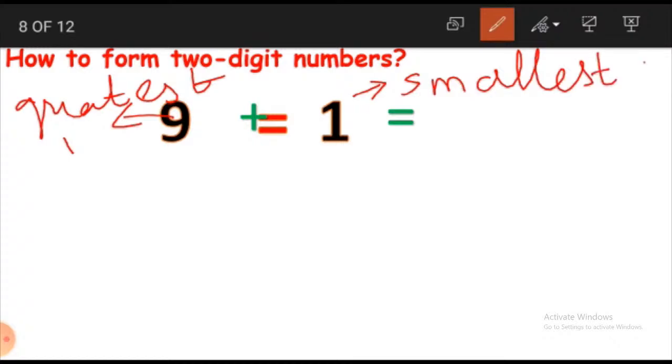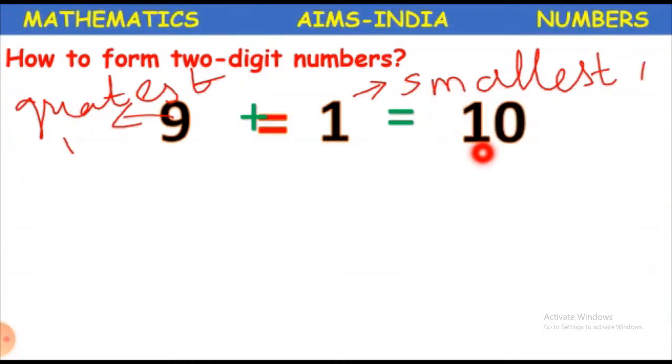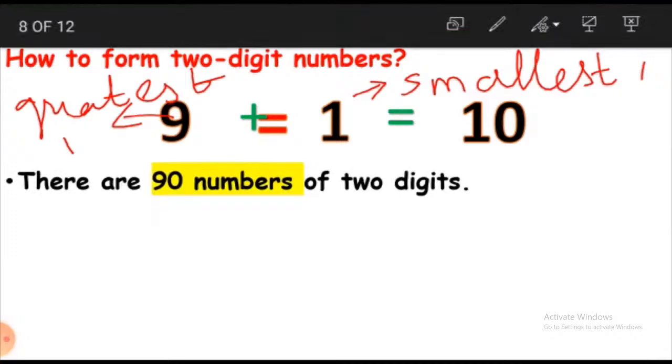What happens if we add 9 and 1 together? Come on, add and tell me, what is 9 plus 1? Exactly, 9 plus 1 is equal to 10. Now see here, how many digits does 10 have? 10 has 2 digits. One is 1 and the other is 0. So 10 becomes a 2-digit number.